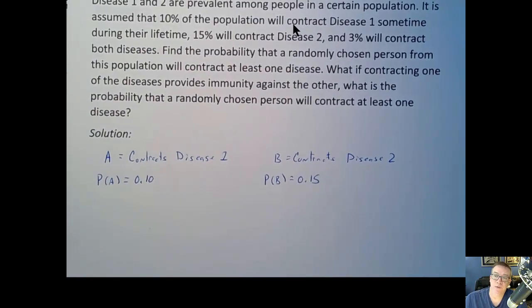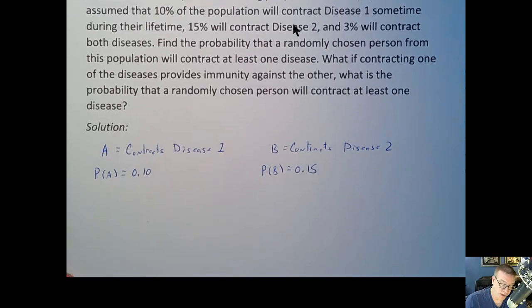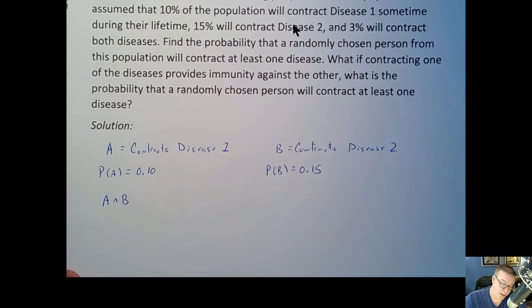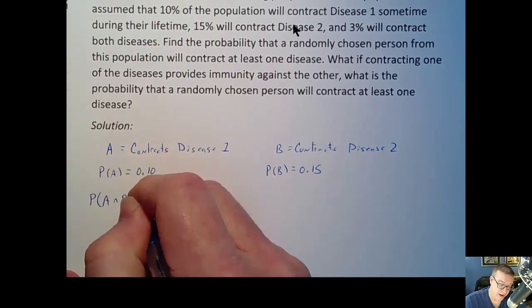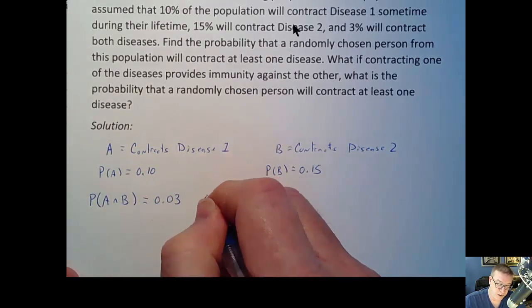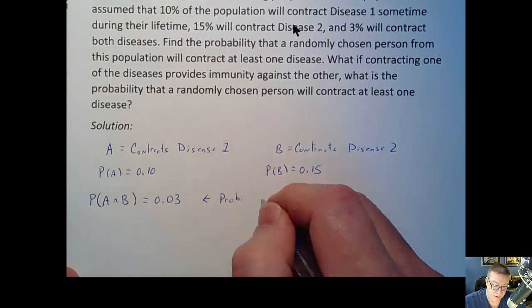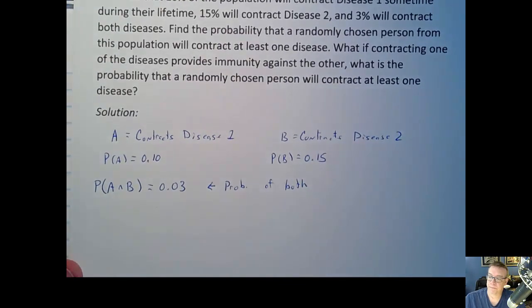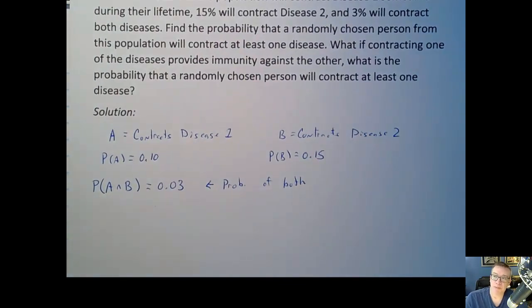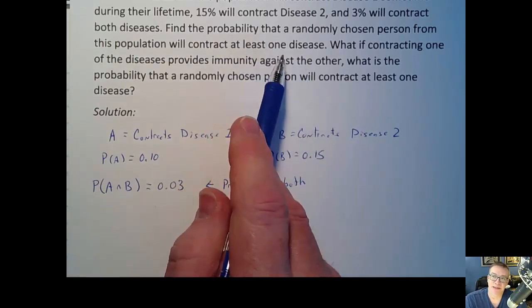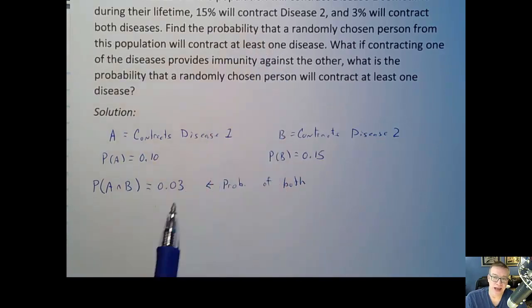Now we are also told that 3% will contract both diseases. So that would be the event A intersect B, both diseases. And we can see here that the probability of A intersect B is equal to 0.03. So this is the probability of both diseases. So we want to find the probability that a randomly chosen person from this population contracts at least one disease. At least one disease. That means they either get A, or they get B, or they get both of them.